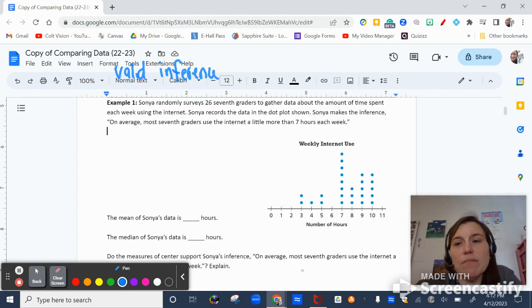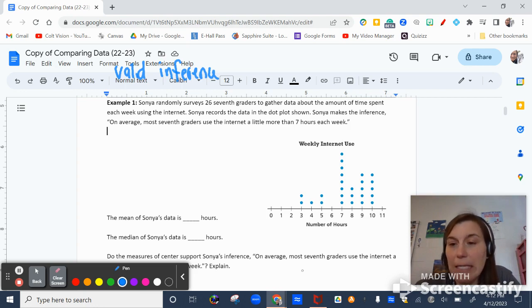So here's a story about Sonia. Sonia has surveyed 26 seventh graders. In our class recently, we were doing some surveys and we're using that data to draw conclusions, to gather data about the amount of time spent each week on the internet. Sonia records the data in the dot plot shown and makes an inference and says, on average, most seventh graders use the internet a little more than 7 hours each week. So that's her inference. Now, to get that inference, she looked at the data.